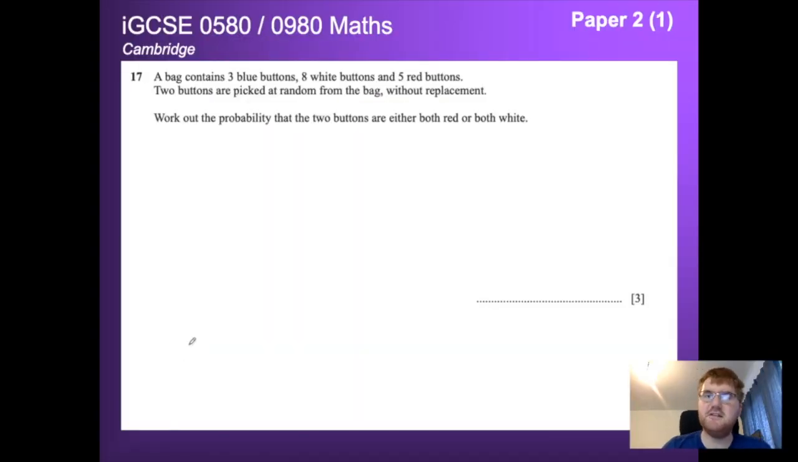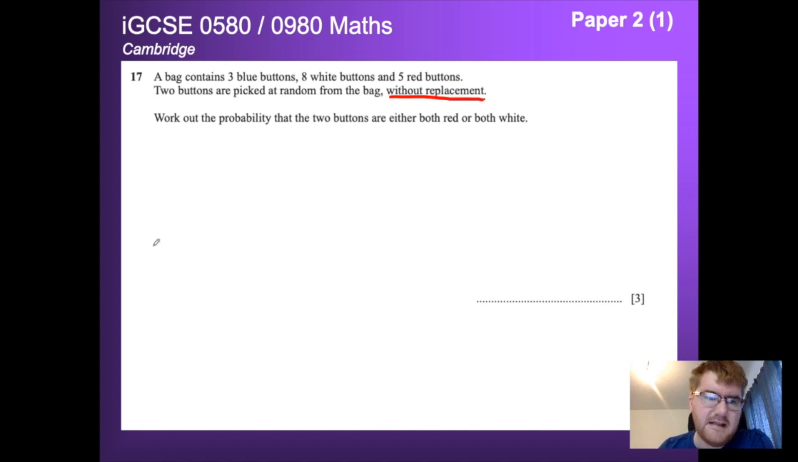Okay, and we've got 17 to 20 to go, so let's keep on. So a bag contains 3 blue buttons, 8 white buttons, and 5 red buttons. 2 buttons are picked at random from the bag without replacement, so the probability is going to change as we go through the problem, and work out that the 2 buttons are either both red or both white. Now, I do recommend a tree diagram to do this, but I do not recommend to fill everything in.